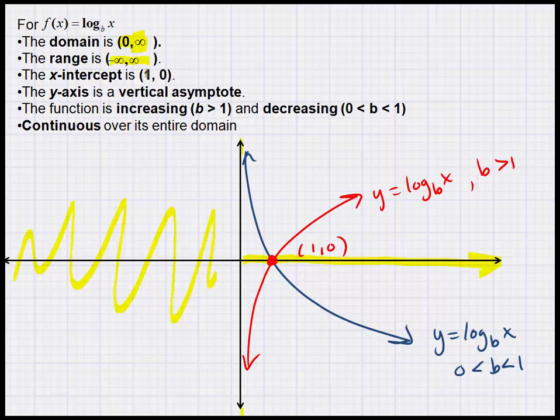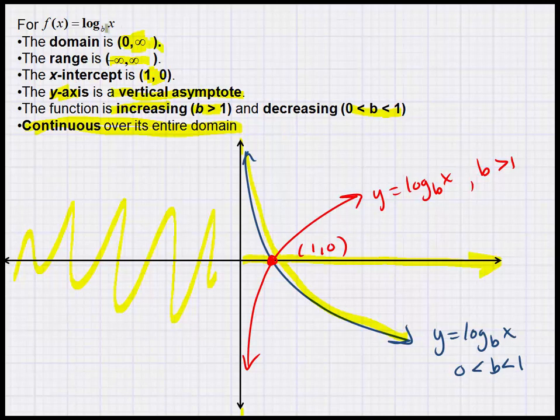They both have an x-intercept at 1, 0. They both have a vertical asymptote, that is the y-axis. Remember, these are two different graphs. I put them on top of one another, but one is the graph for a base bigger than 1, and the other one would be for a base between 0 and 1. If we have a base bigger than 1, we have the increasing graph, that's the red one. If we have a base between 0 and 1, we have this decreasing graph, that's the blue one. Both functions are continuous as long as we stick to the domain. They're all one solid piece as long as we stick to the domain of positive values only.